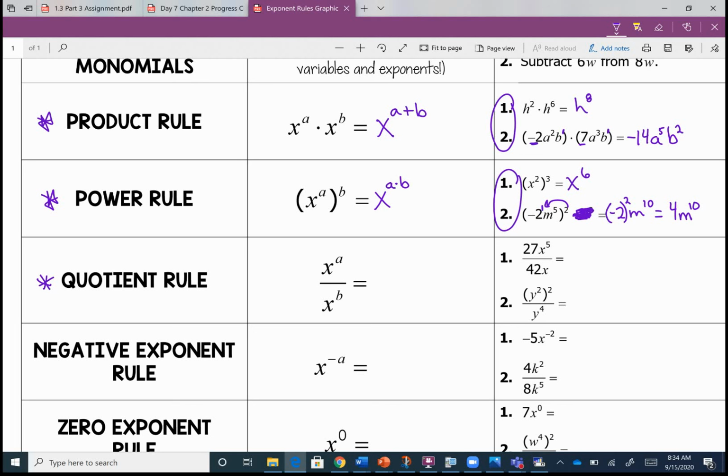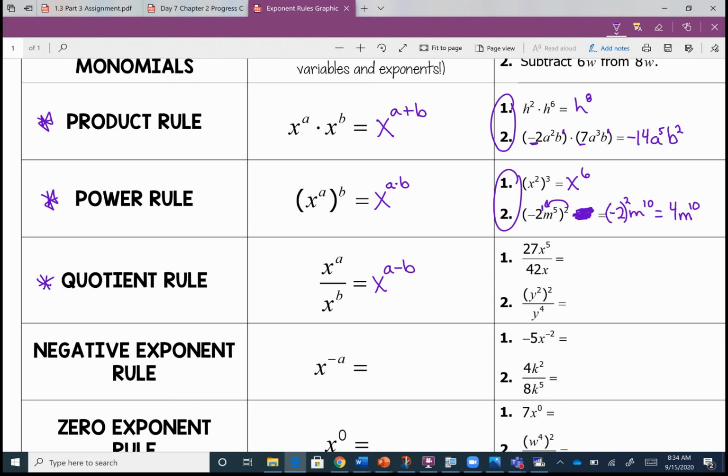All right, so the quotient rule. When we divide, what do we do with the exponents? What's the other thing we did? We've added, we've multiplied. What are we going to do? Subtract, yeah. So we had an addition, we had a multiplication. Now when we divide, we subtract.